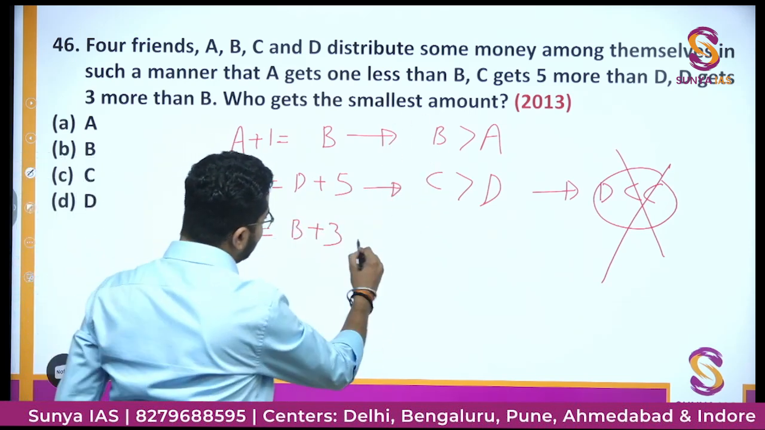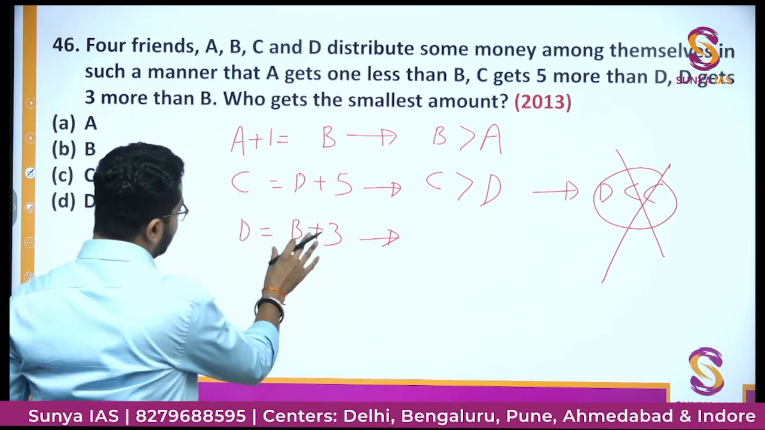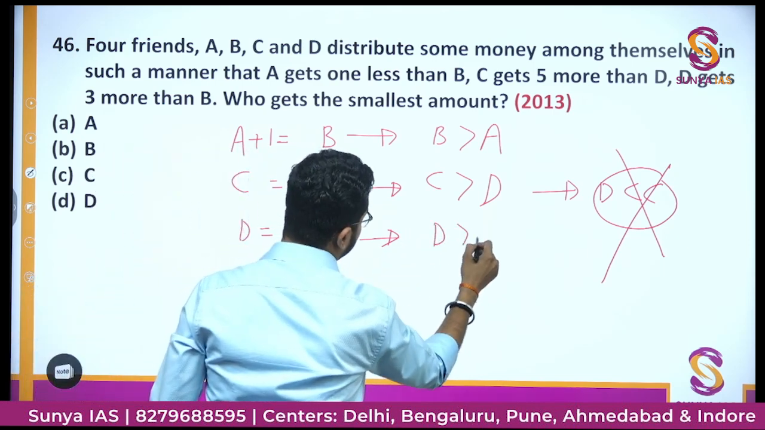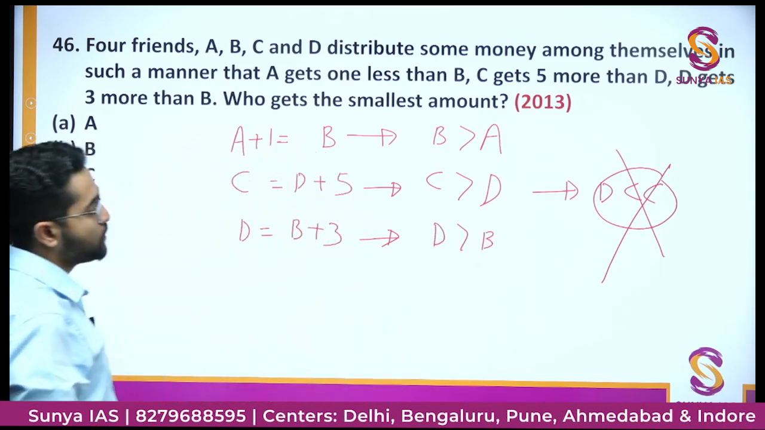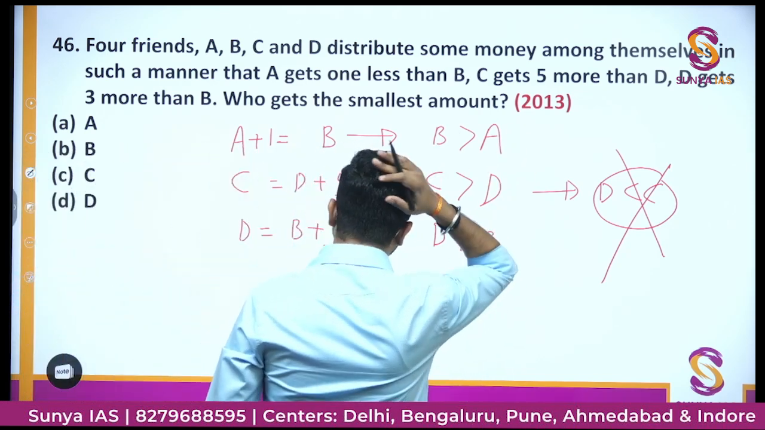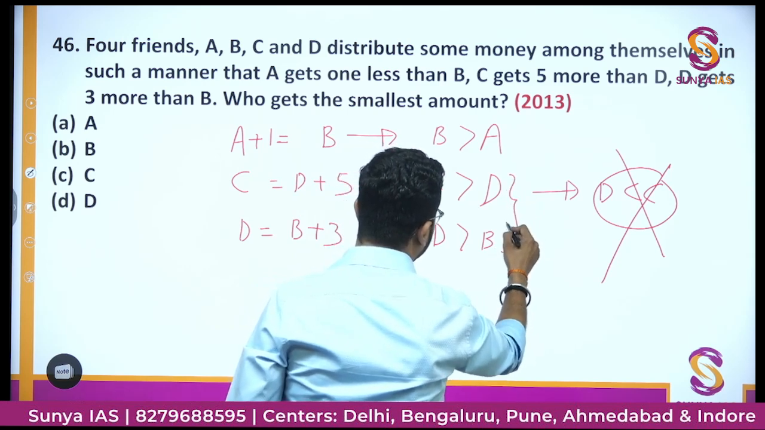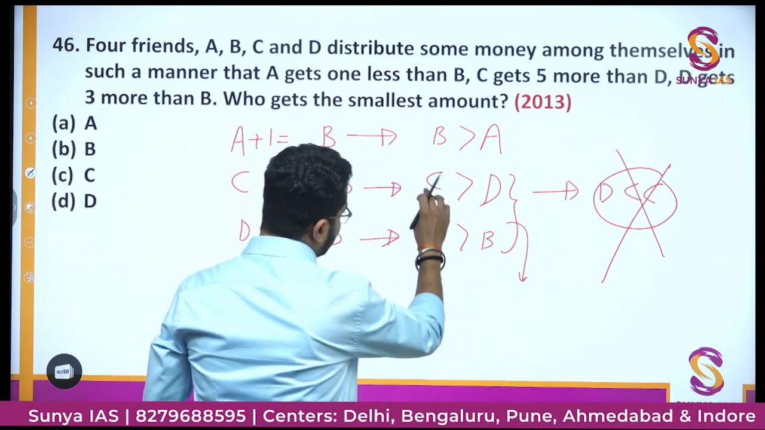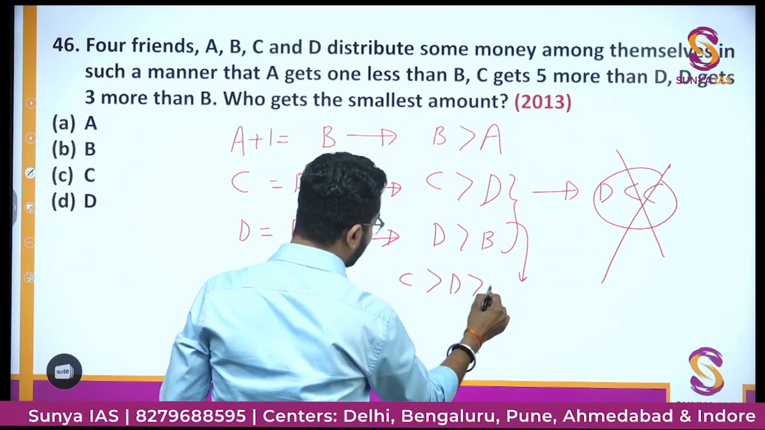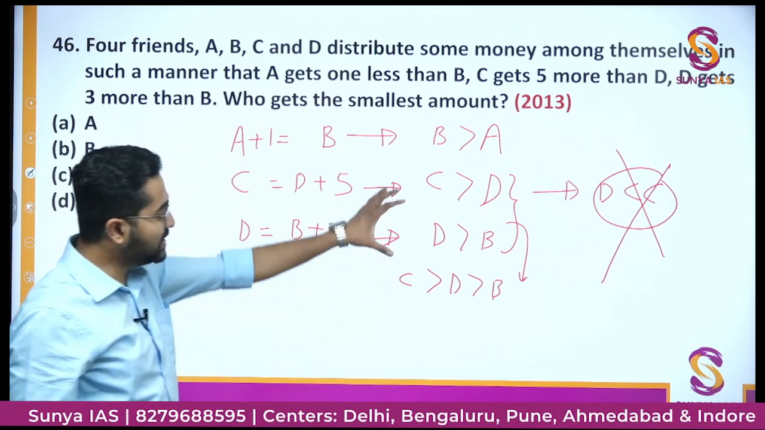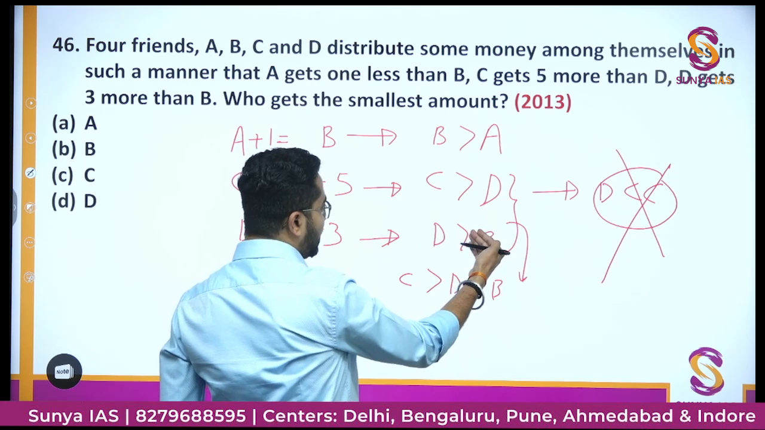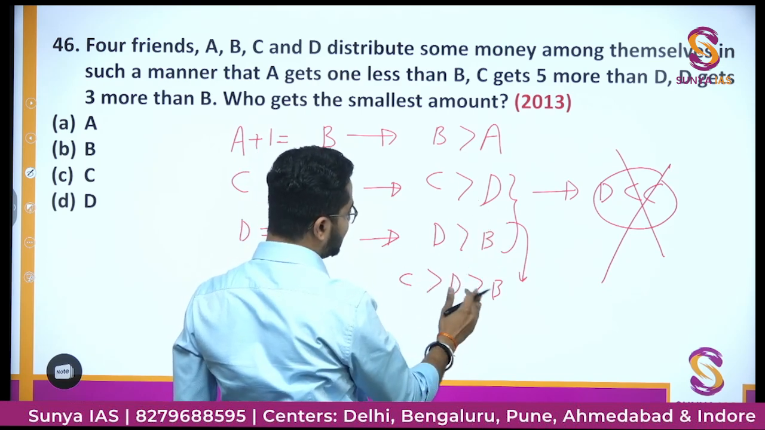And here you can see D is B plus 3. That is, if we are adding 3 in B, then we are getting D. So D is greater than B. You can see. So if we combine these two statements, what are we getting? C is greater than D and D is greater than B. So from these two statements what we are getting कि C is greater than D is greater than B, because D B से बड़ा है और D से बड़ा C है.